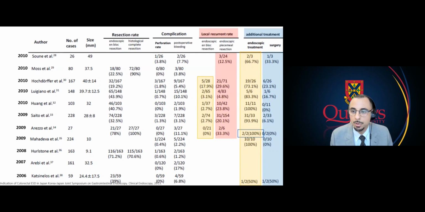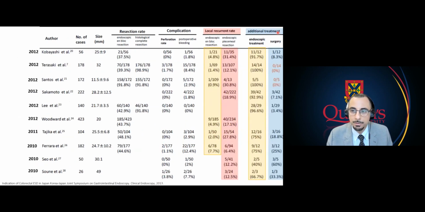So this is a busy slide, so I won't go into too much detail, but basically it's from a systematic review of about 22 different series from 2006 to 2012 of about 3,000 lesions or so over about 6 years. And it just shows you the recurrence rate for piecemeal and en-bloc resection and the requirement for additional treatment, whether it's endoscopic or surgery, for lesions that are removed via endoscopy that aren't deeply invasive cancers. So the bottom line for this study is, as I mentioned, anywhere between 0 and 18% in terms of recurrence for en-bloc, 5 to 35% for piecemeal.